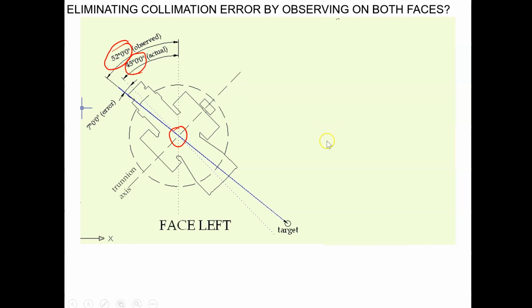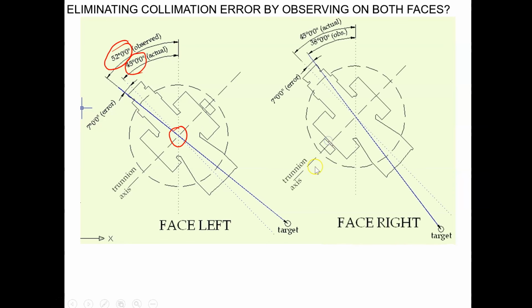If you flip the telescope now and change face, the collimation line will be on your right. It was on the left previously. Now it's going to be on your right because that's where we will be looking through. So if you measure the angle to that point, you'll be getting 38 degrees there. So in face left, you've got 52. In face right, you've got 38.